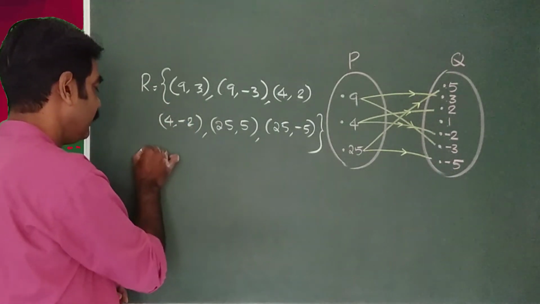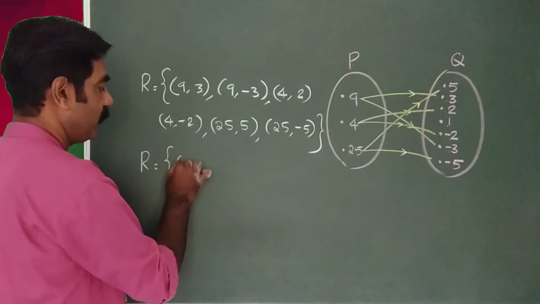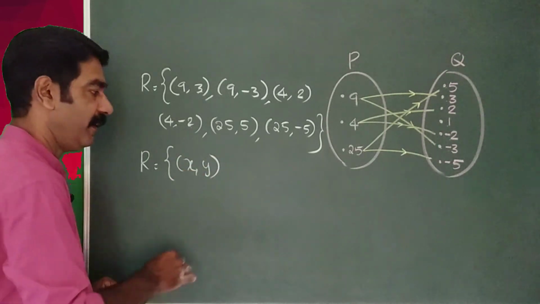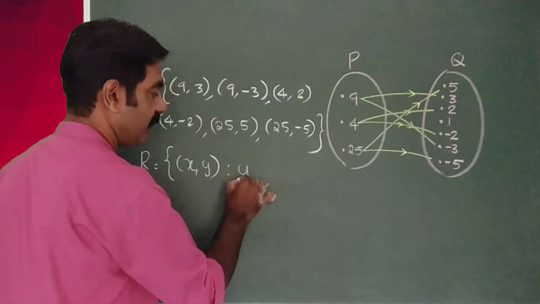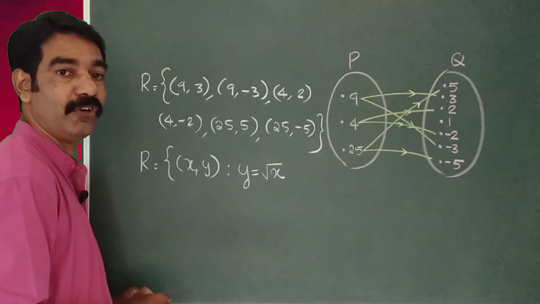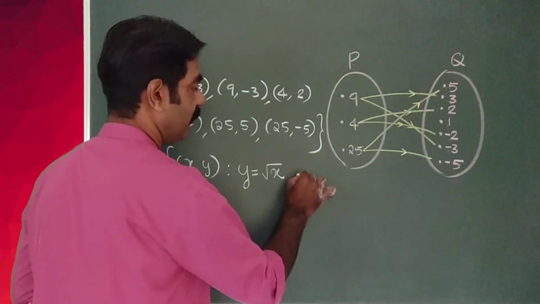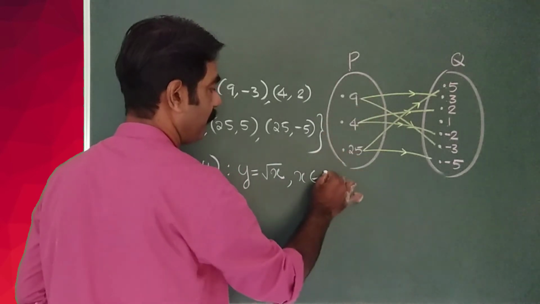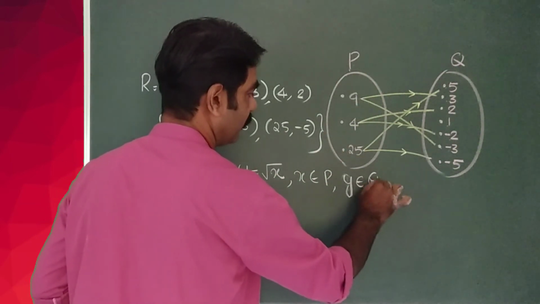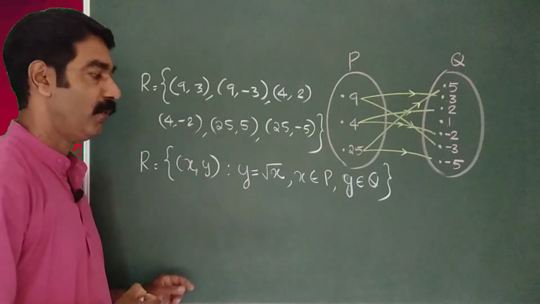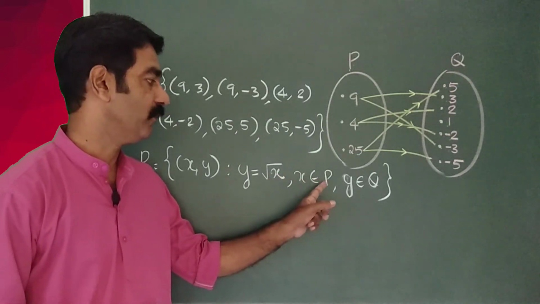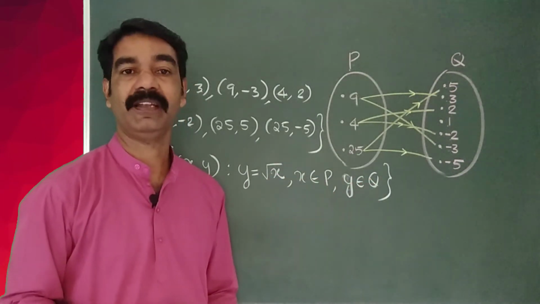So we can write this relation in set builder form. The set of all ordered pairs (x, y) such that the second element is the square root of the first element, that is, y is equal to square root of x, where the first element x belongs to the set P and the second element y belongs to the set Q. How else can we write it?